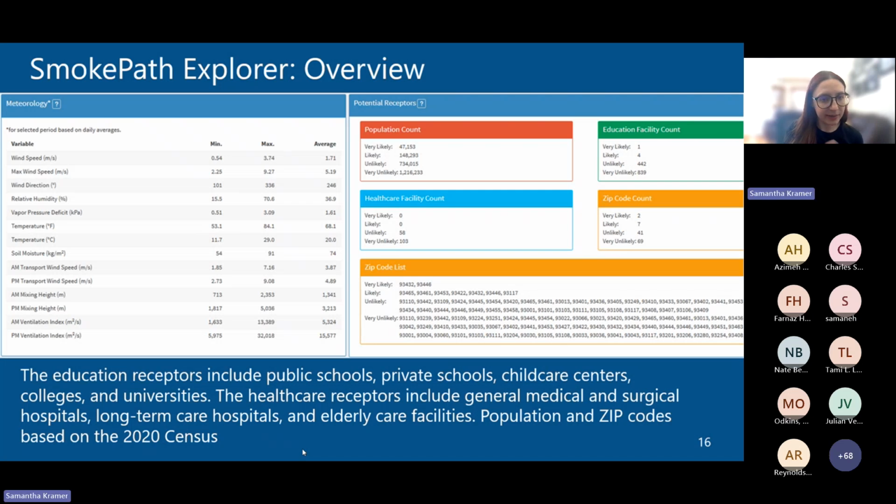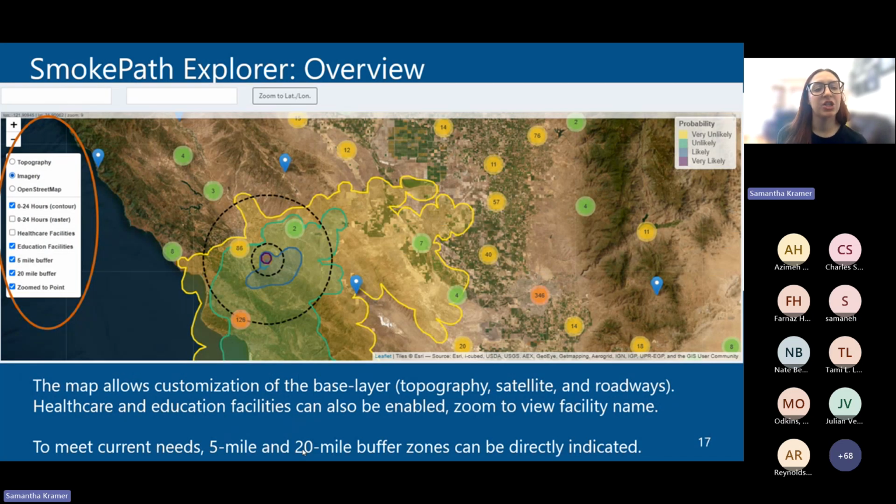Okay, moving on. Here is just an image of what a smoke probability would look like. I just want to add here that we've made it customizable so you can look at topography, satellite imaging, and you can also look directly at roadways. And on the map, you can directly zoom into the healthcare and education facilities, and it will actually tell you their specific name. Again, the goal there is to make communication as easy as possible and acknowledge which facilities might need a little bit more notice or a little bit more attention prior to a prescribed burn.